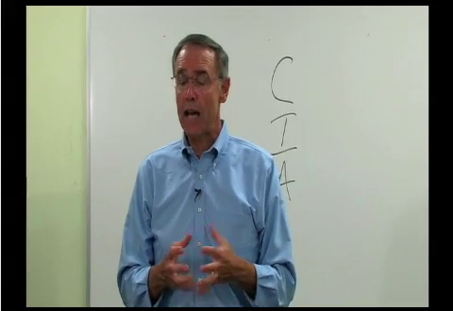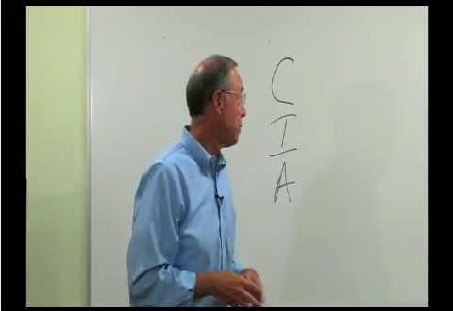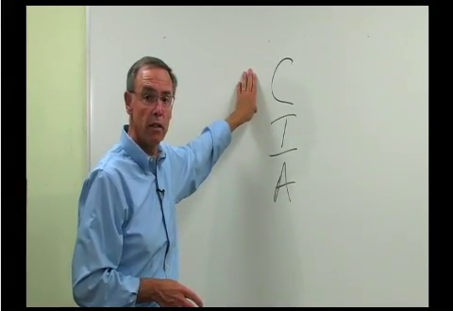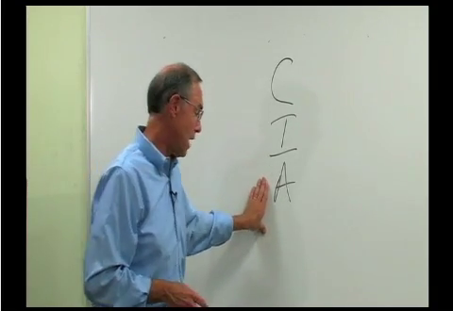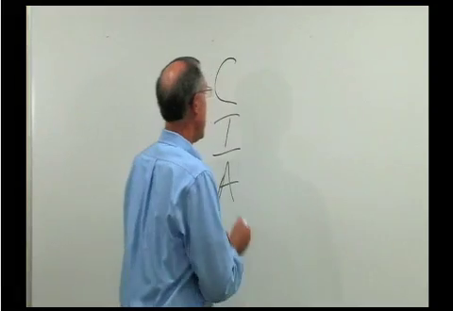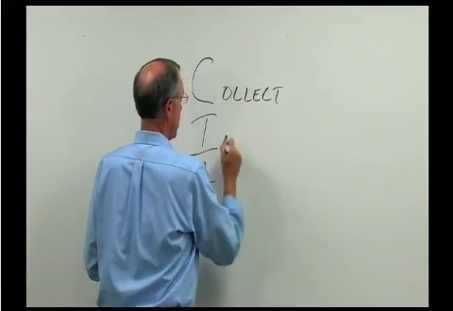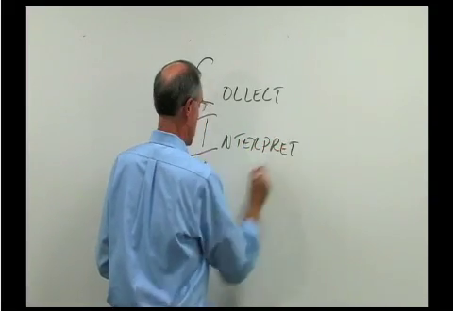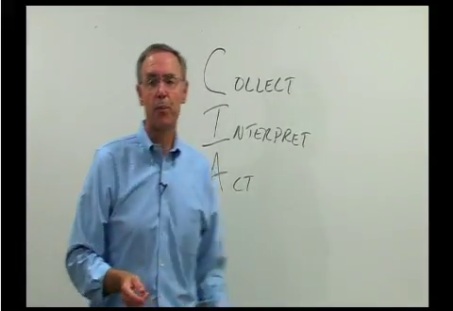Essentially, teachers have to be able to do three things when they check for understanding. They have to be able to do CIA: collect information, interpret that information, and act on that information. CIA: collect, interpret, and act. Here are a couple examples.